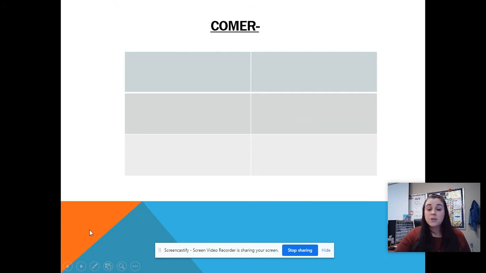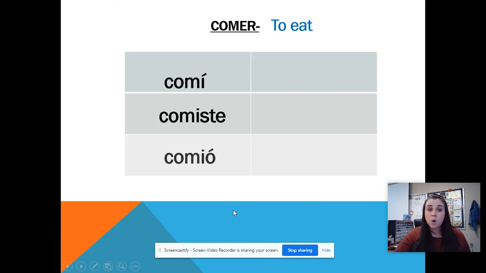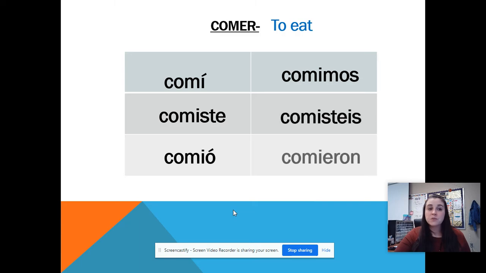If I wanted to use the verb comer to say I ate something, we're going to say comí, yo comí, use an I accent. You ate, use iste, comiste. He or she ate, use an ió, comió. We ate, use imos, comimos. Vosotros form uses isteis, comisteis. And then ieron for ellos and ustedes, comieron, they ate.